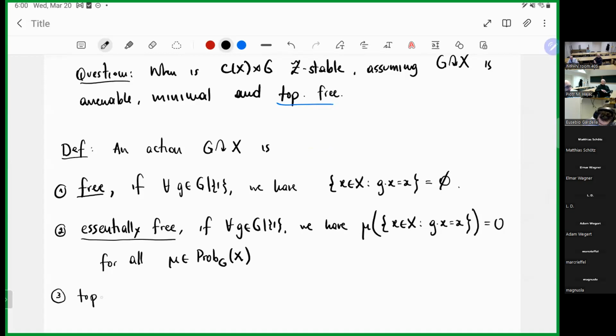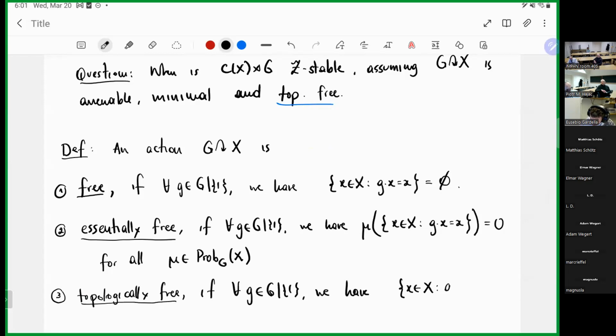And topological freeness is like this. Again, the quantifier is that for every non-trivial group element, some set is small, and the set that is assumed to be empty in the first line is assumed to have empty interior in this case. So it could be non-empty, like the conjugation action on the circle has 2 fixed points. So it's not free, but the interior of the fixed points is trivial. So that one is topologically free, but not free.